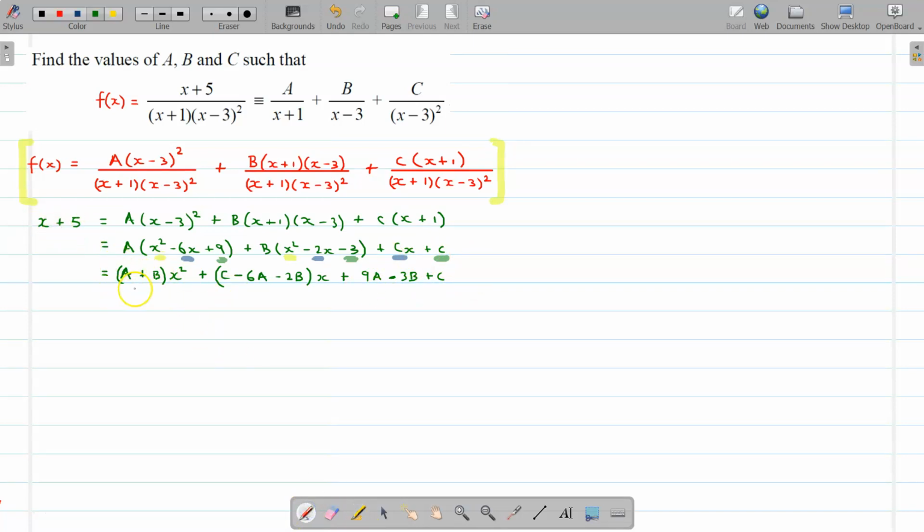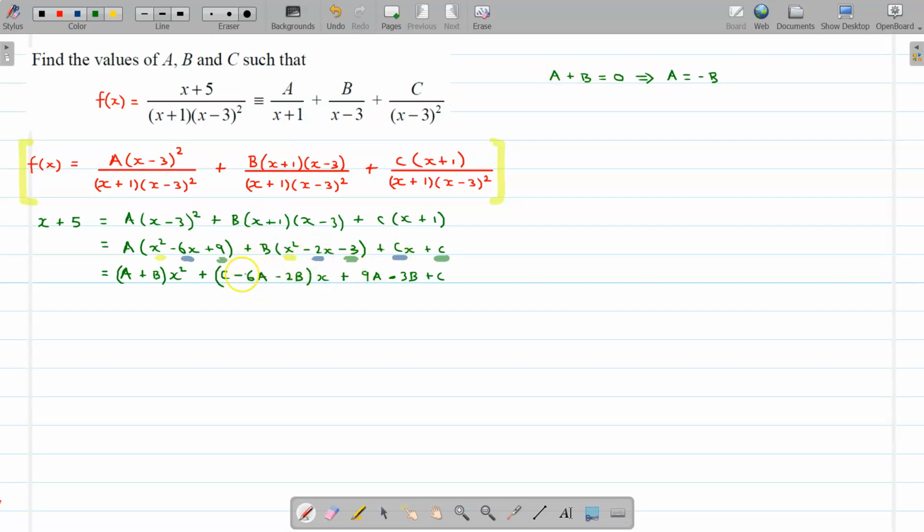Okay, so if we continue even further with this, from equating coefficients, a plus b must equal 0, because look, we've got no x squared term in here. So a plus b equals 0, which means that whatever b is, a is the negative of it. So a equals negative b, or b equals negative a. So that's one equation we could make use of in a minute.